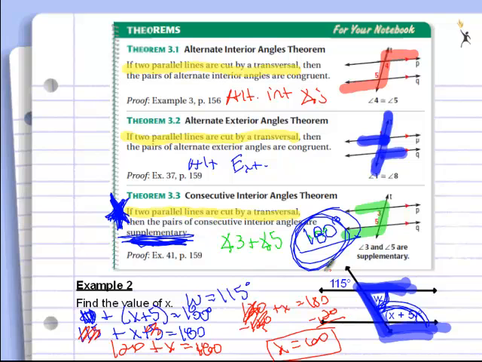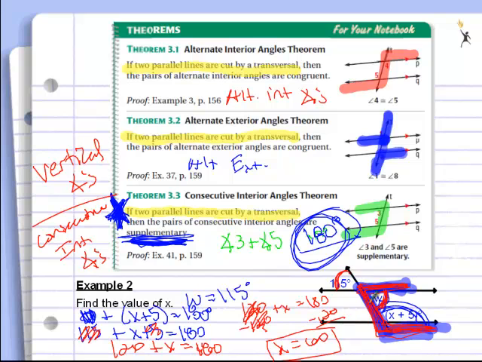Let's look again at what we did. The first thing we did here, we used vertical angles to establish that if this angle is 115, then this angle is 115. Then we used consecutive interior angles to establish that if W is 115, then x plus 5 and W have to be supplementary angles.